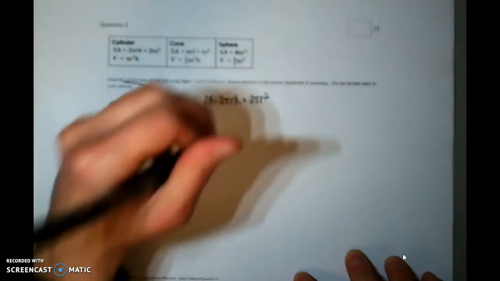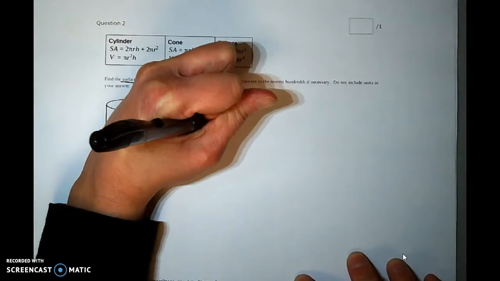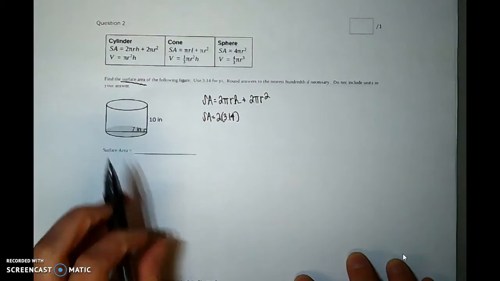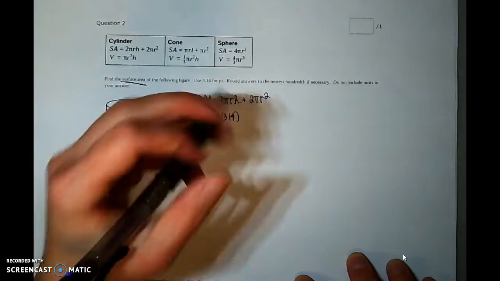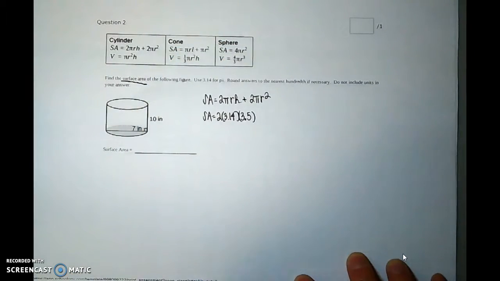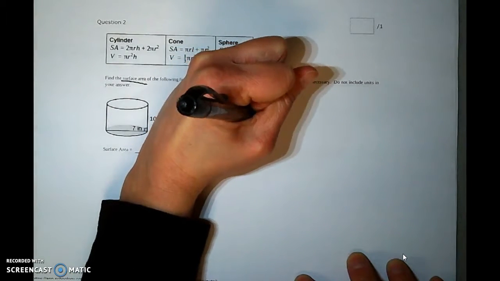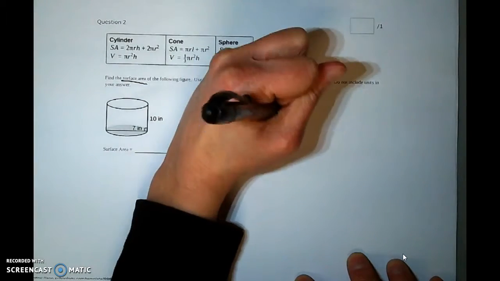So pi we're replacing with 3.14. Now r they don't give us. They give us the diameter. But if the diameter is 7, the radius is half of that. So the radius is 3.5 and the height is 10. So I plug in everything anywhere where I see a variable.